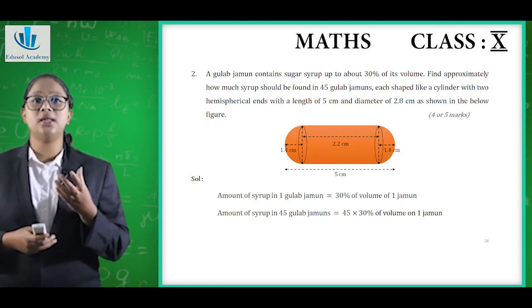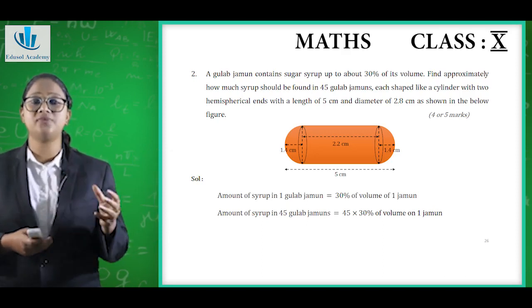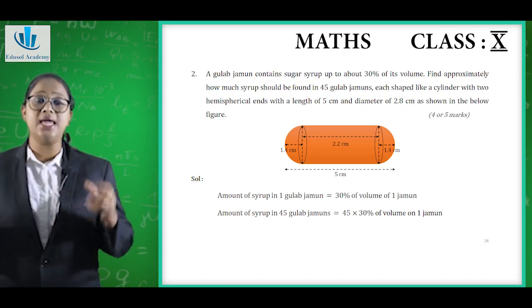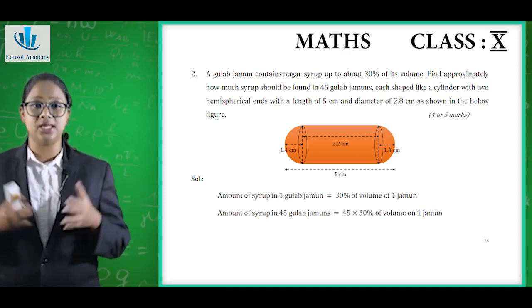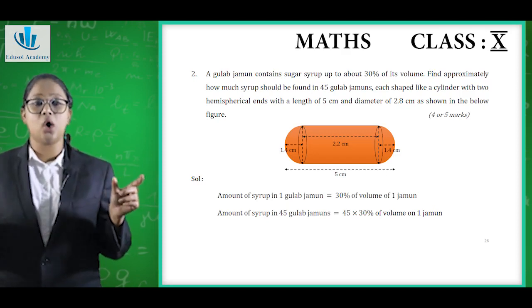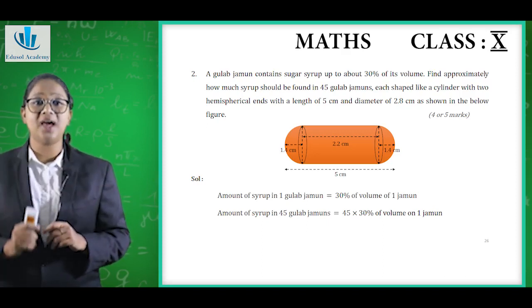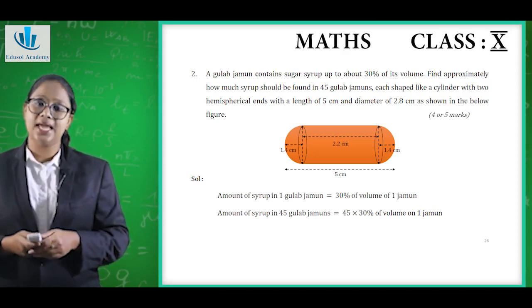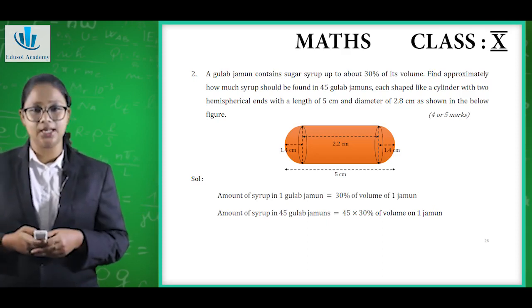So the total length of the gulab jamun is 5 cm, and there are two hemispheres attached to both ends, to either end of the cylinder. So to find height of the cylinder, you have to subtract the two radii of the hemispheres from the total length. That is 5 minus 2.8 will give you 2.2 centimeter. That will be the height of the cylinder.